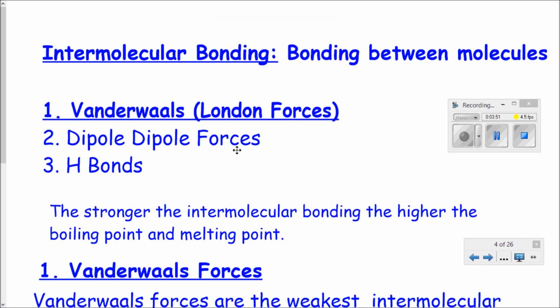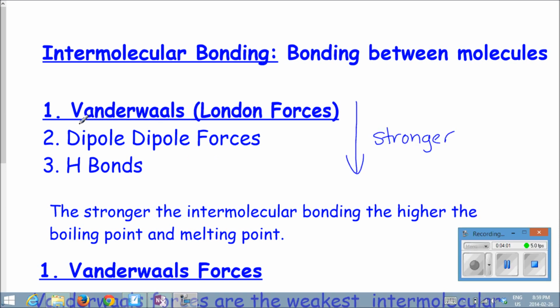So we have three types of intermolecular bonding, folks. The first one is van der Waals. Second one is dipole-dipole, and the third one is H-bonds. So as we go down, van der Waals is the weakest, also known as London forces. Dipole-dipole is stronger, and H-bond is the strongest, okay? So the stronger the bonds are, the more likely you are to be a liquid or a solid, or in other words, the more likely you are to have a higher boiling point or melting point.